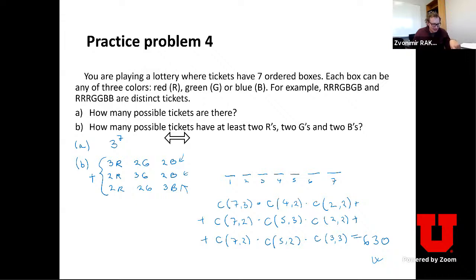So Elizabeth asks C(7,3), C(7,2), C(5,...). Yes. So the answer to Elizabeth's question is all of these 3 rows will be the same number. So in fact, you could have calculated one of them and just multiplied by 3.